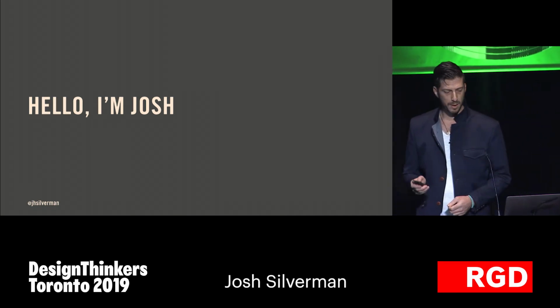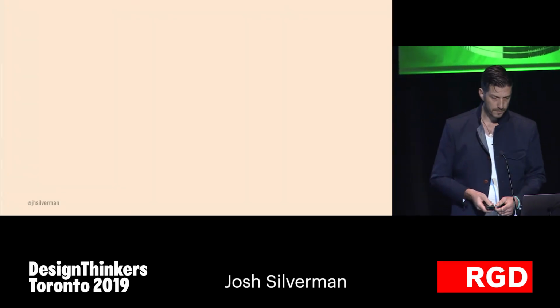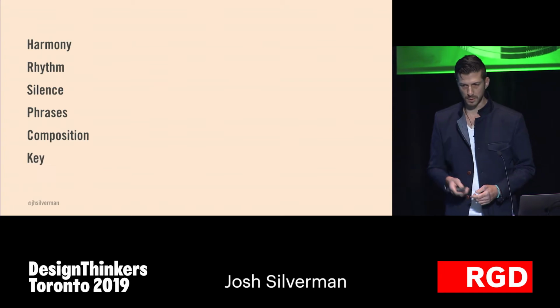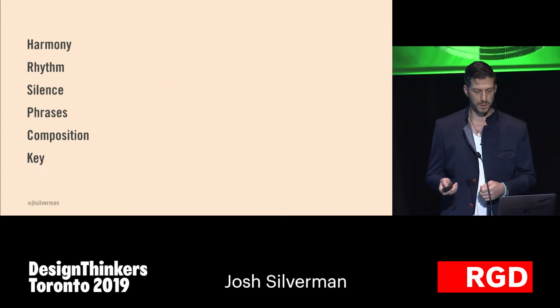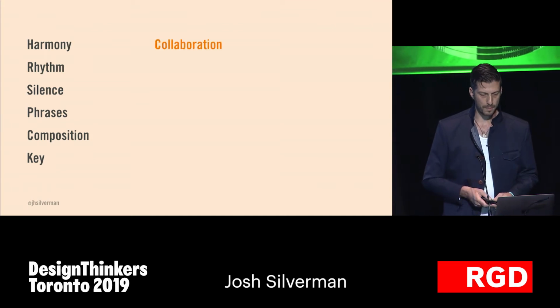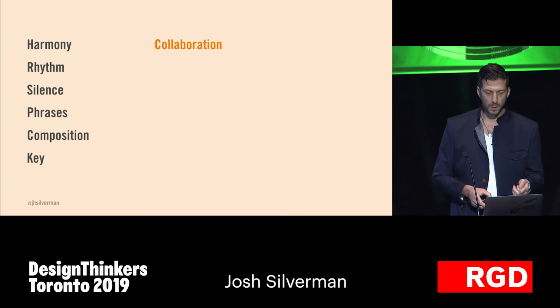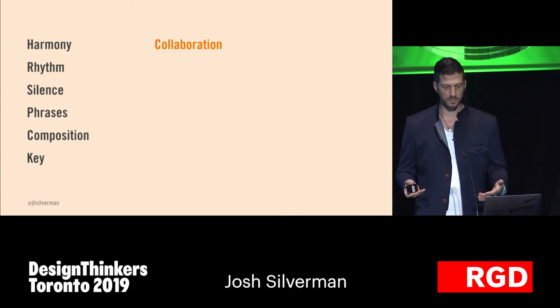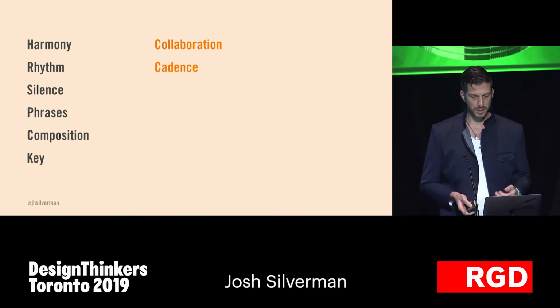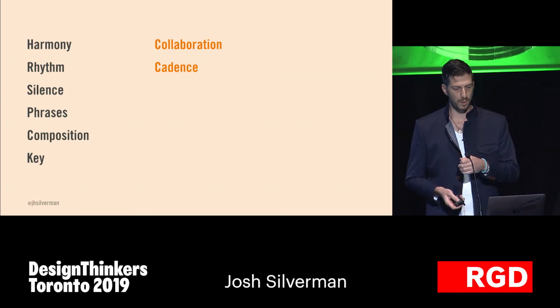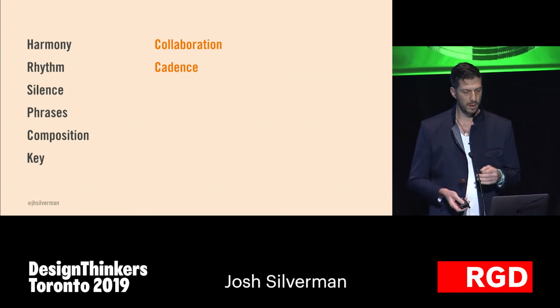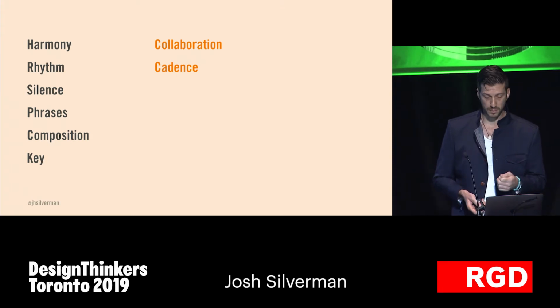But first, let's look at the parallels between music and design. Here we have a few musical terms. I feel there are parallels with each kind of term in design. Much like harmony, the state of flow, when you're in a great collaboration, everything just flows. Much like rhythm, you can think about rhythm in the design world as cadence or timing, frequency of even meetings.